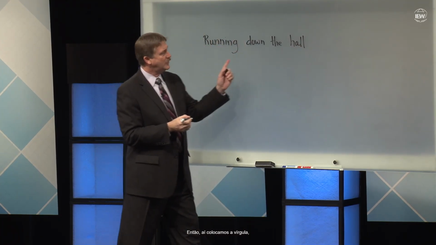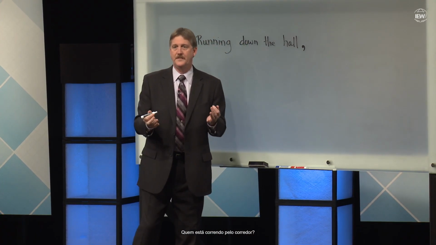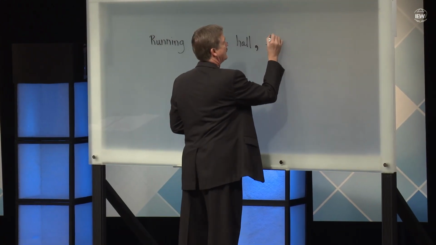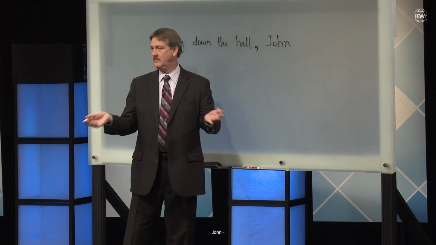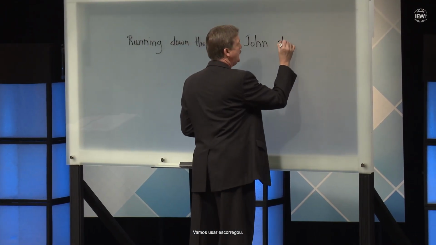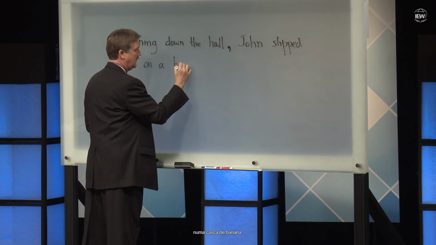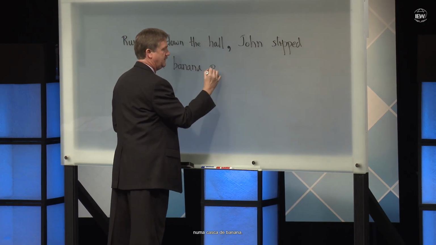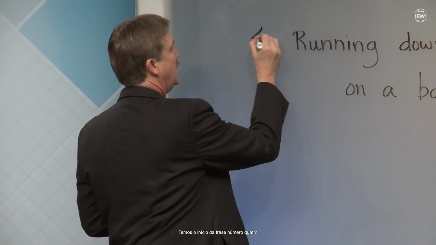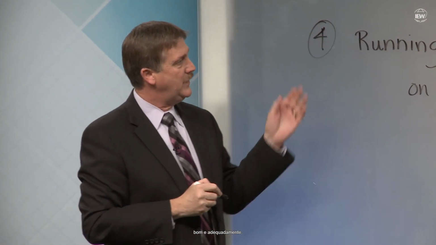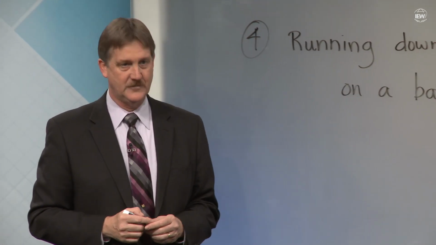Okay, now that's where we put the comma, and now we have the subject of the sentence. Who's running down the hall? John. Okay, now we need another verb, the main verb of the sentence. John tripped. We'll put slipped on a banana peel. Good enough? So, there we have a good and proper number 4 sentence opener because John is doing two things. He's running down the hall and he slipped, right?